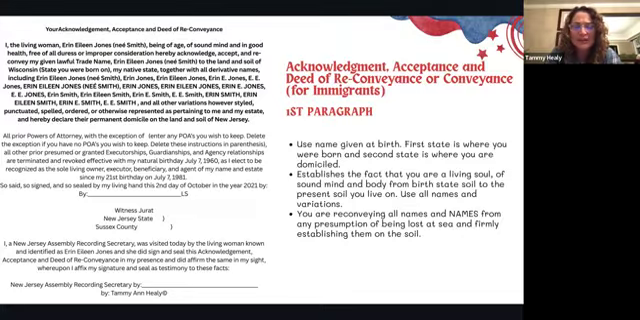Okay. It establishes the fact that you are a living soul of sound mind and body from birth state soil to the present soil you live on. Use all names and variations. You are reconveying all names and names in all capital letters from any presumption of being lost at sea and firmly establishing them on the soil.